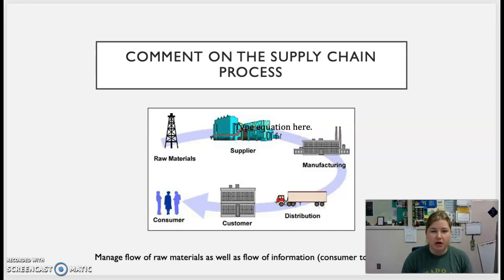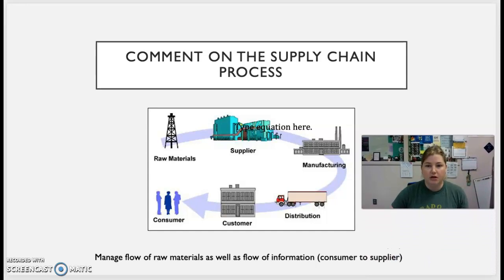So the supply chain process. Really, it's not that complicated. So we have raw materials going to the supplier, going to manufacturing, distribution, the customer, and then the consumer. Customer being like the retail store, consumer being like the actual person. So the supply chain process is all about managing the flow of raw materials through the whole thing. It could also be the flow of information as well, getting from the company to the customer itself.